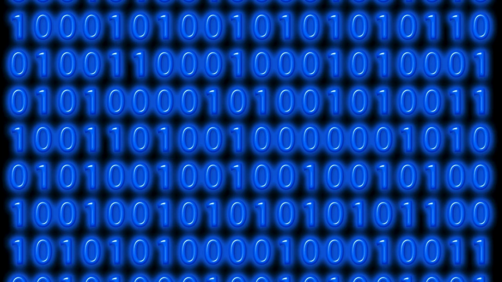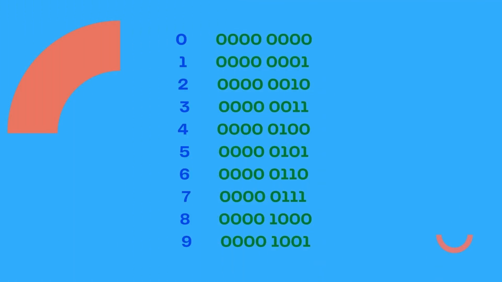Computers do not use the base 10 number system. Instead, they use what's called the binary number system, which is sometimes referred to as base 2. In the binary number system, all numbers are created using only 0 and 1. On the screen, you can see how the decimal and binary number systems compare.